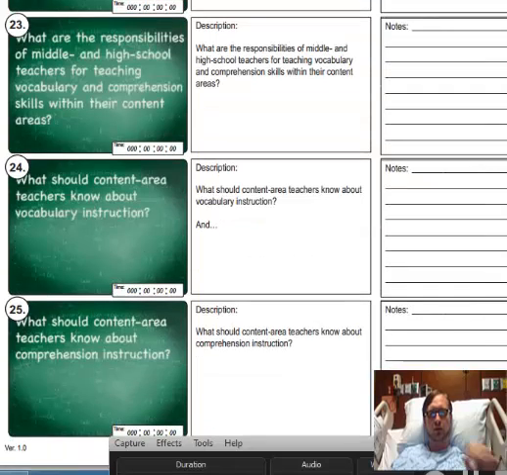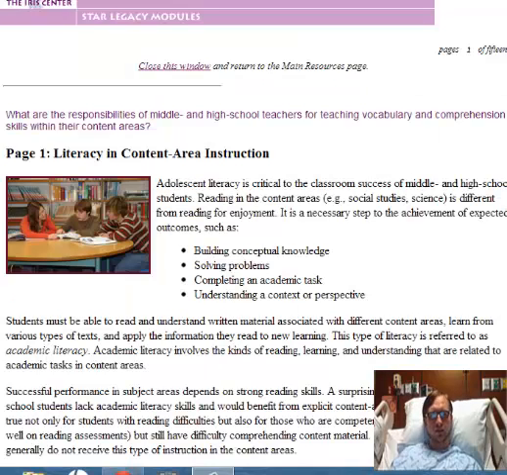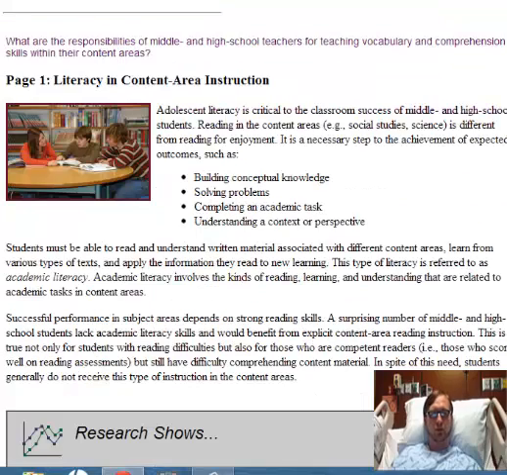This is part of the whole issue about content area, literacy, and vocabulary, because the best person to teach chemistry vocabulary would be the chemistry teacher, and the best person to teach government vocabulary would be the government teacher. But sometimes we're lacking the resources to do that effectively. So it's important that we realize that reading in content areas is different than reading for enjoyment. So different skills have to be used and taught to accomplish those different tasks.